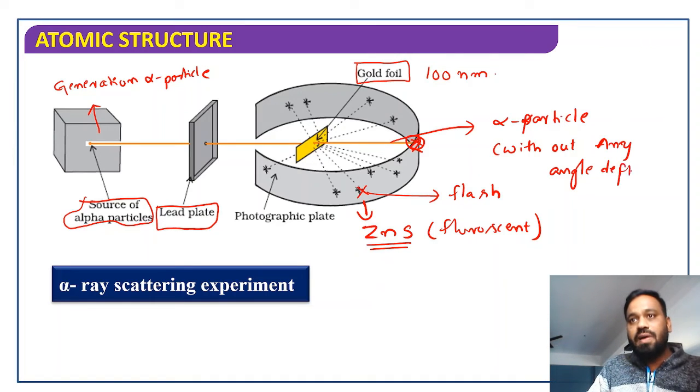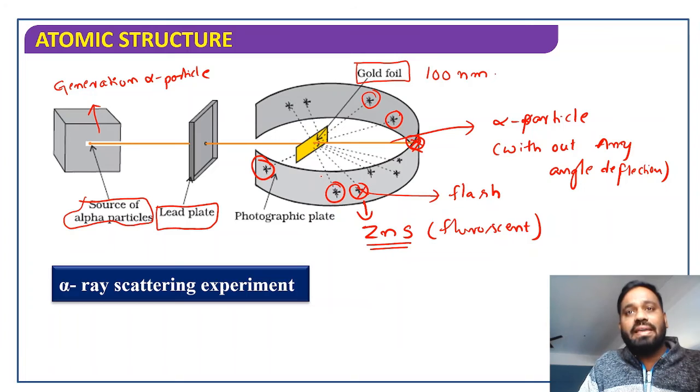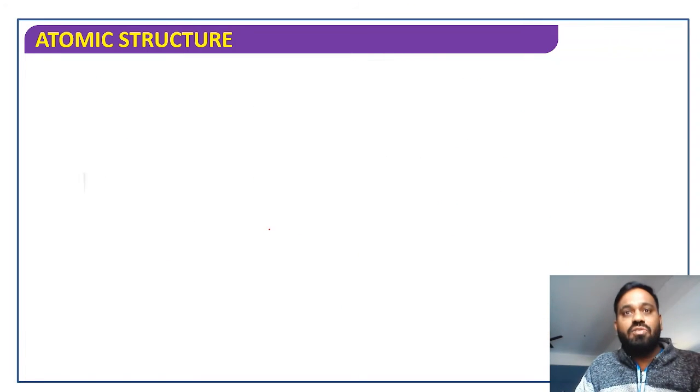But few alpha particles strike with some deflection, with some angle of deflection. And very few alpha particles are bounced back. I can show this clearly in the next slide. Let me look at this slide.